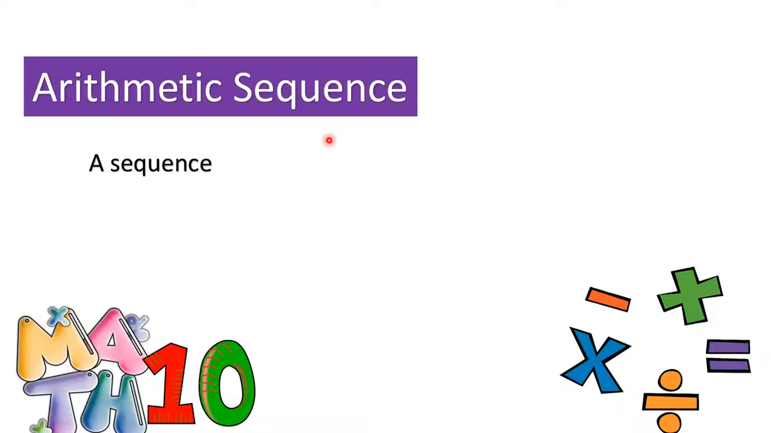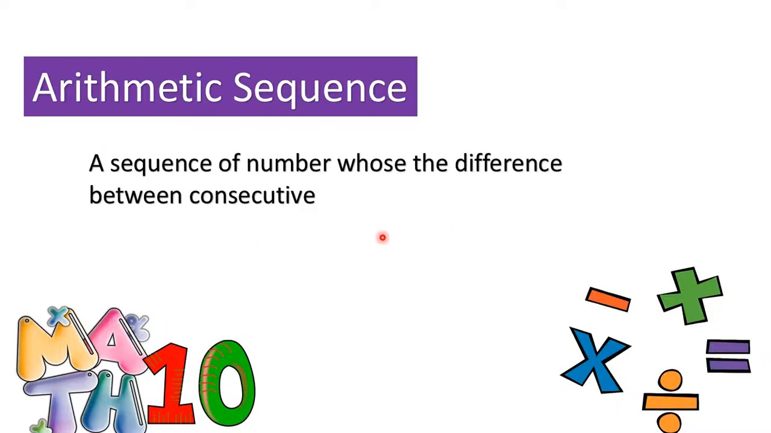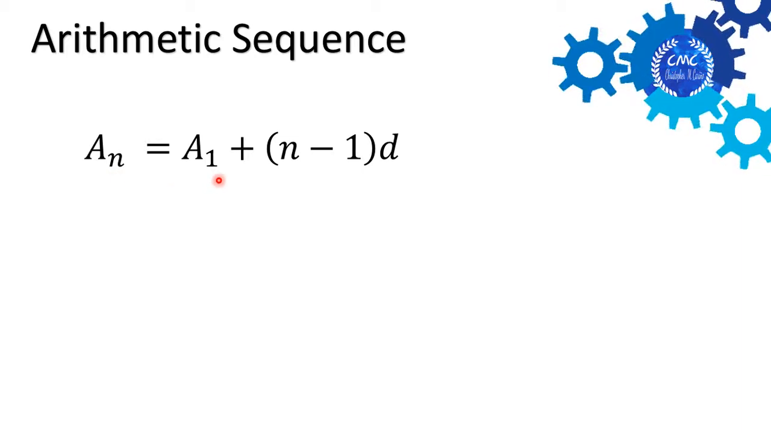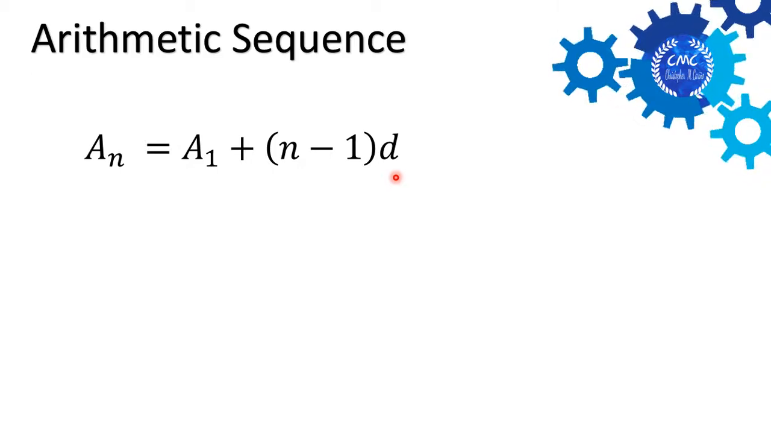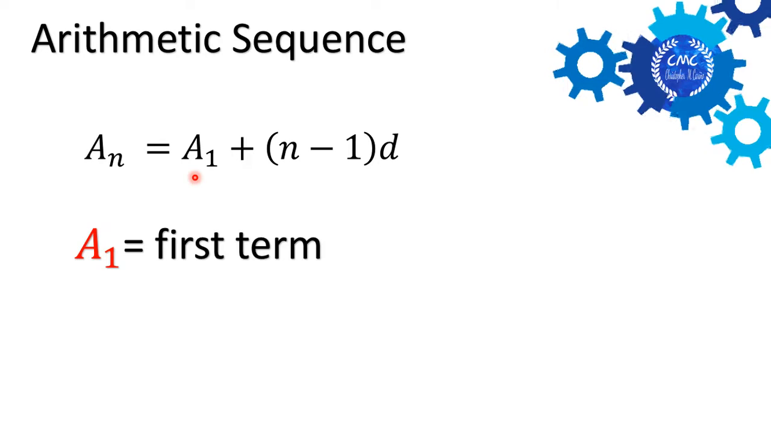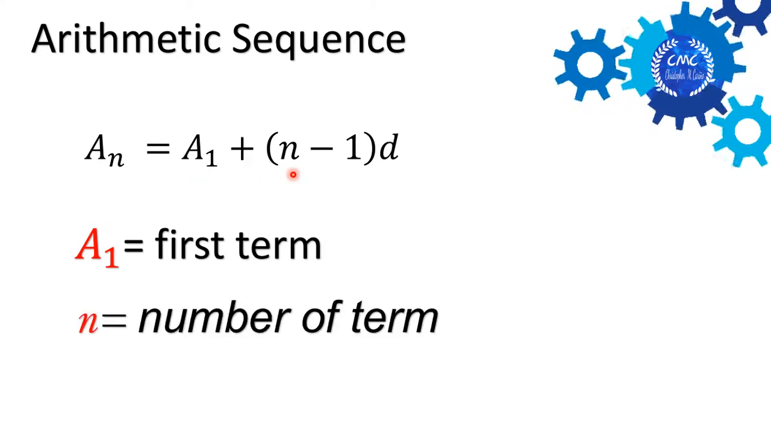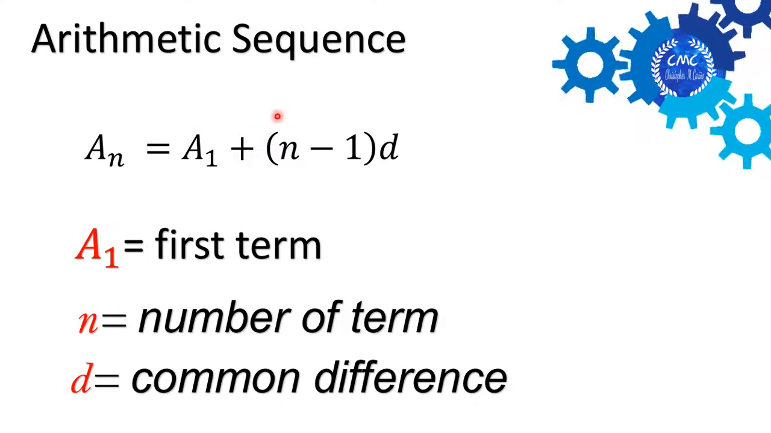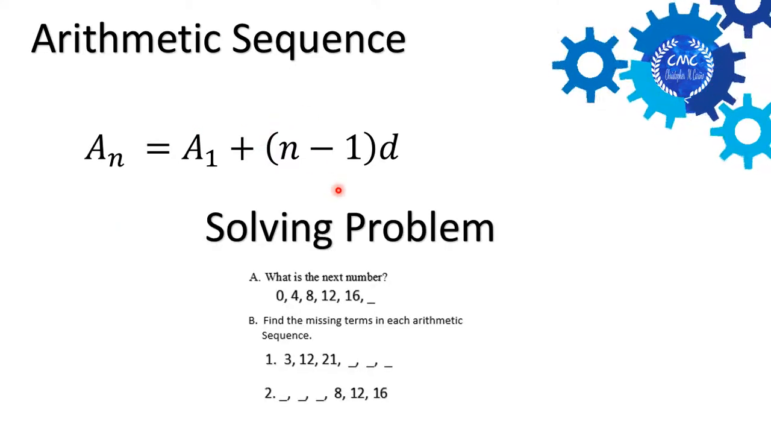Arithmetic sequence: a sequence of numbers where the difference between consecutive terms is the same, and it's given by this formula: a sub n equals a sub 1 plus the quantity n minus 1 times d. In this formula, a sub 1 is the first term of the sequence, n is the number of the term, and d is the common difference. We're going to use this formula in solving some problems involving arithmetic sequences.